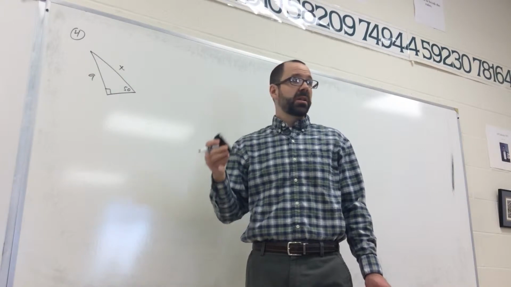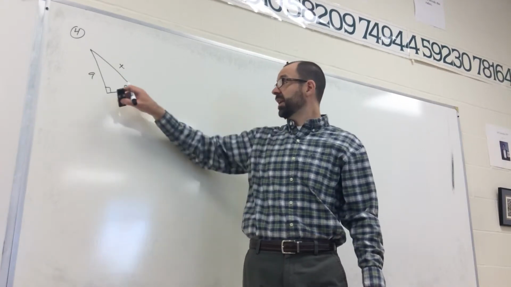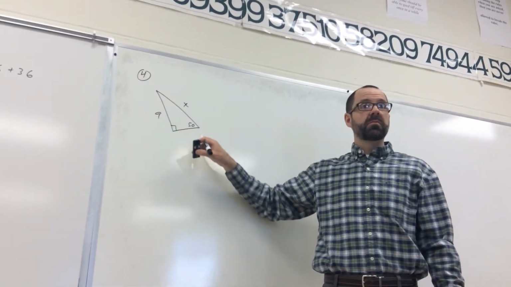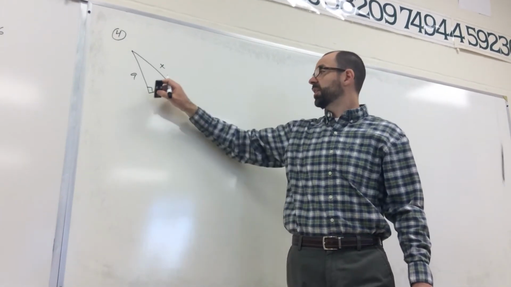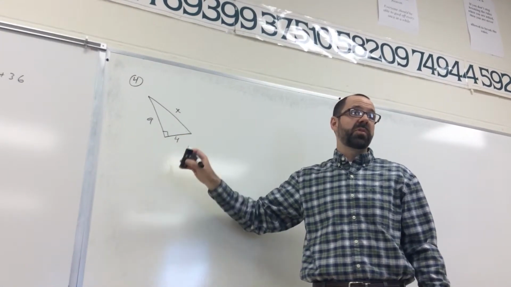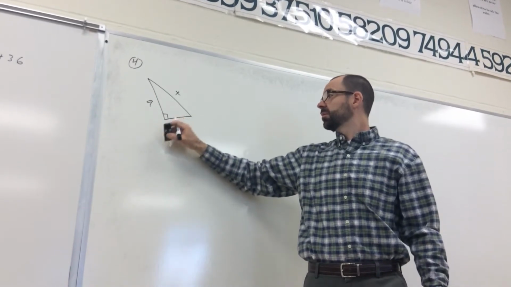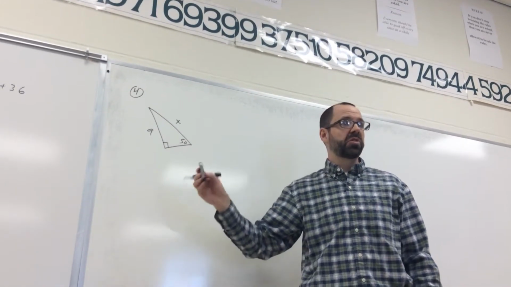Pythagorean theorem, sine, cosine, tangent. Now in this particular case, they gave us the angle. So we're going to use sine or cosine or tangent. If they had given us this side, then we would use the Pythagorean theorem. But since they gave us the angle, we're going to use a trig function.